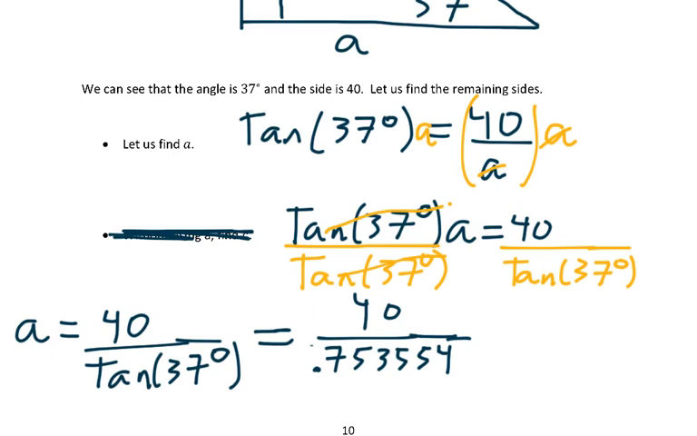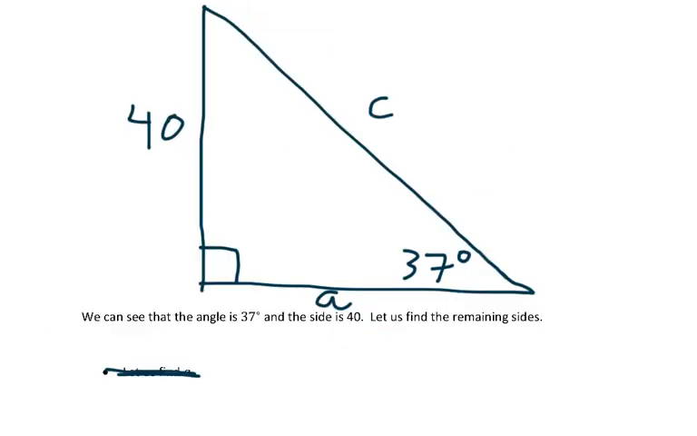We end up with about 58. So here I'm going to round to 4 decimal places. No, excuse me, not 58, 53. Sorry, I read the calculator wrong. 53.0818. Okay, so that is the length of A. So now we found A.